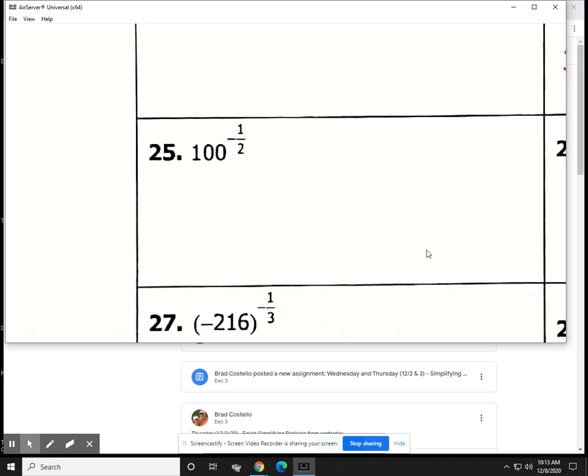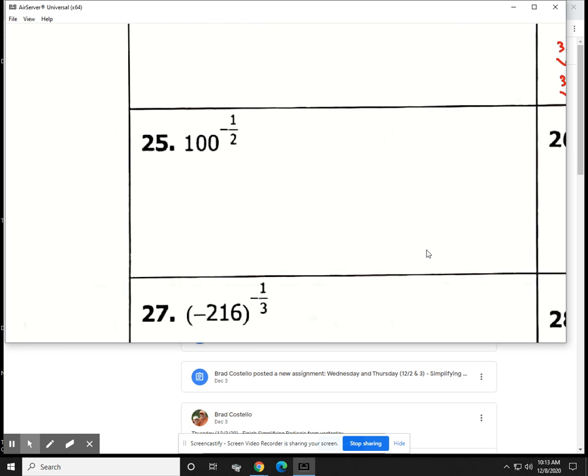No, let's do 25 first. What do y'all notice with 25? Yeah, the exponent is negative. And we don't deal with negative exponents. Okay? We don't deal with negative exponents. So we change negative exponents to positive exponents. There's only one way to change a negative exponent to a positive exponent. And that is, you flip your fraction.